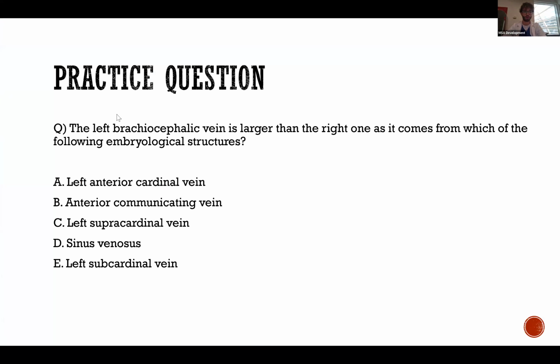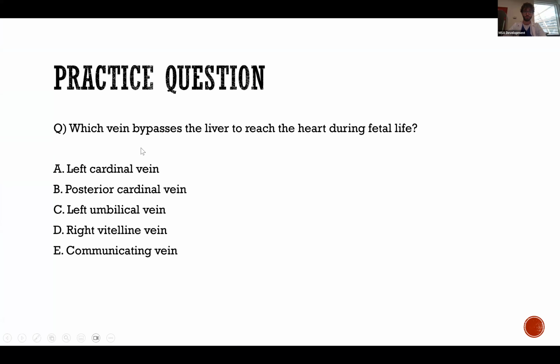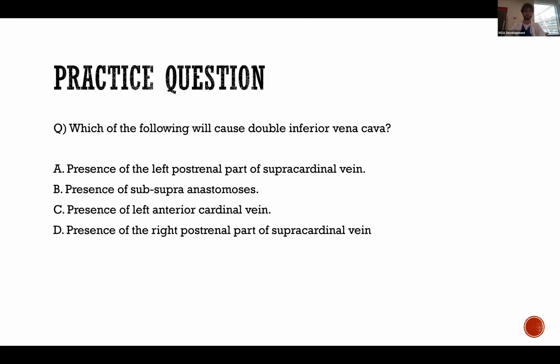The left brachiocephalic vein is larger than the right one. It comes from which of the following structures? It's asking you basically what is the origin of the left brachiocephalic vein. We would say anterior communicating vein, as we previously agreed. Which vein bypasses the liver to reach the heart during fetal life? We said it. This vein wants to give oxygen and nutrients to the heart, so it skips the liver. This would be the left umbilical vein.